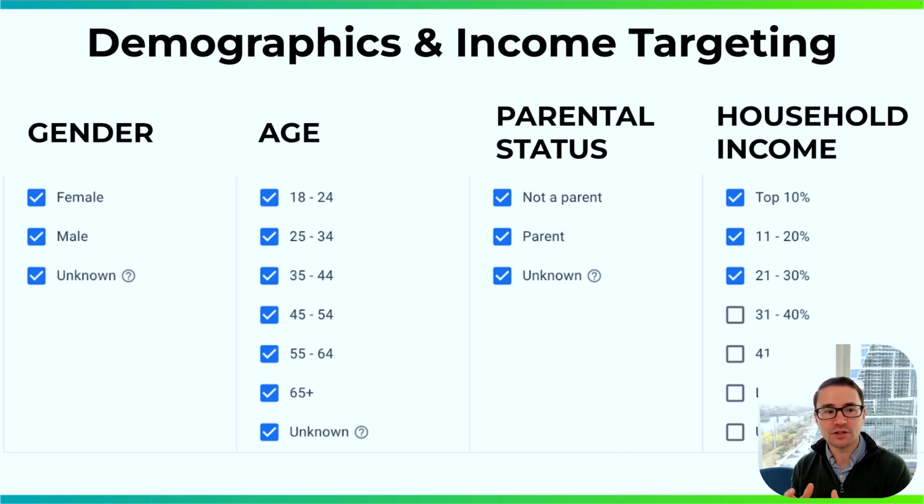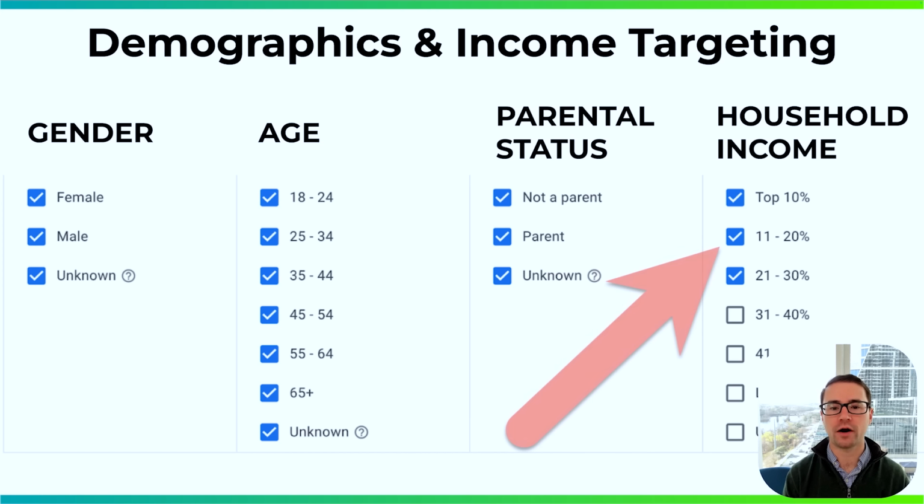Now, in addition to this, you're also going to be able to do demographics and income targeting. Now, there's gender, age, parental status. That's really all going to depend on who your ideal client is, what your offer is, who you're targeting. But the one I want to draw your attention to is household income. Now, this is pretty remarkable because other ad platforms like Meta and TikTok don't actually allow you to target based on household income.